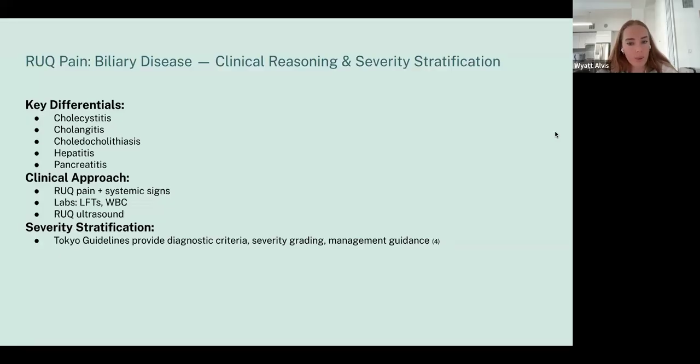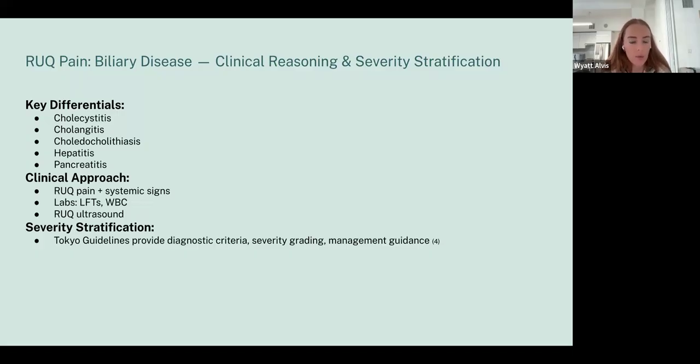So, moving to the right upper quadrant, this is where our biliary pathology becomes a major cause of acute abdominal pain in the ED. I know we've all seen on surgery the numerous cholecystitis, gallbladder cases, but we do always want to think about and consider cholecystitis, choledocholithiasis, cholangitis, along with hepatic disease and pancreatitis as well.